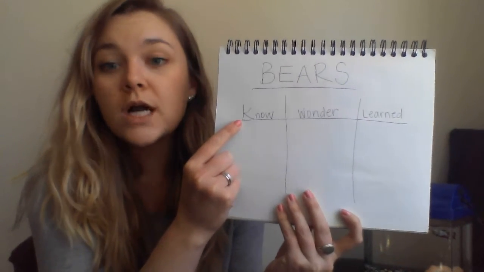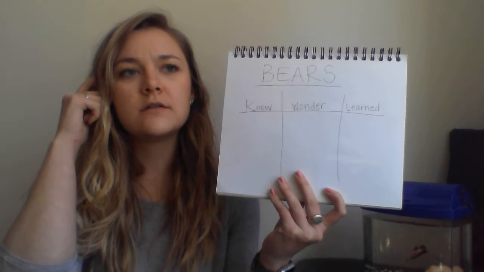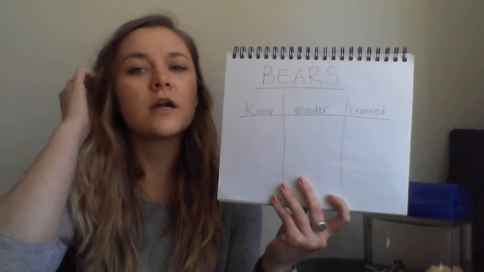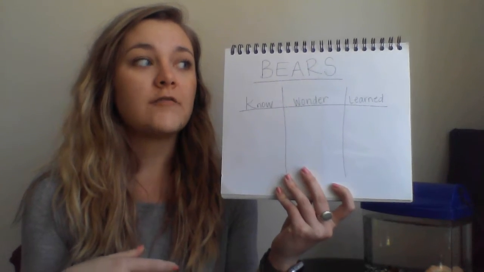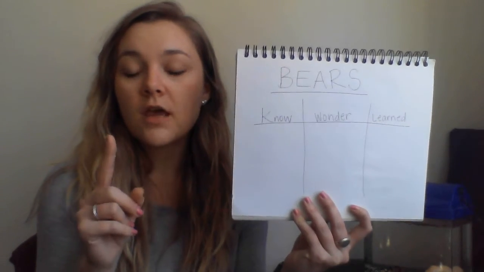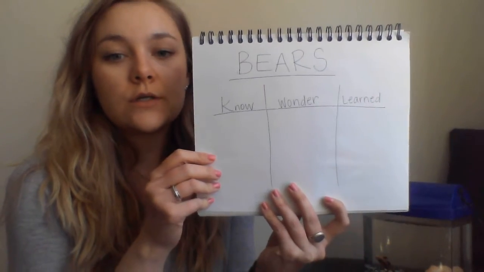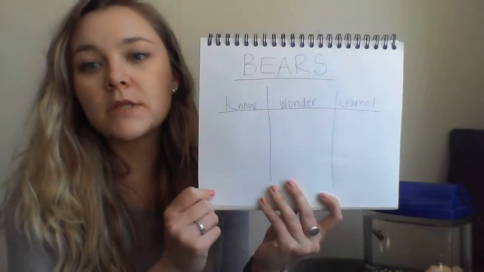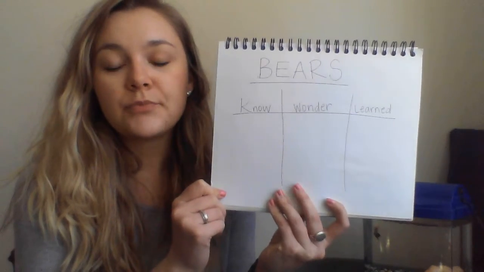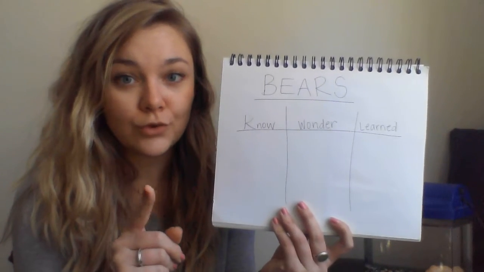So before I read, I need to think, what do I already know about bears? What's something I either have learned before about bears, something that I have been told about bears? What's one thing or more that I already know about bears? So under where you would write K for know, or the word know, write something you know about bears. Now remember, this is something you know before you read, so you need to do this before you go look at the read aloud.